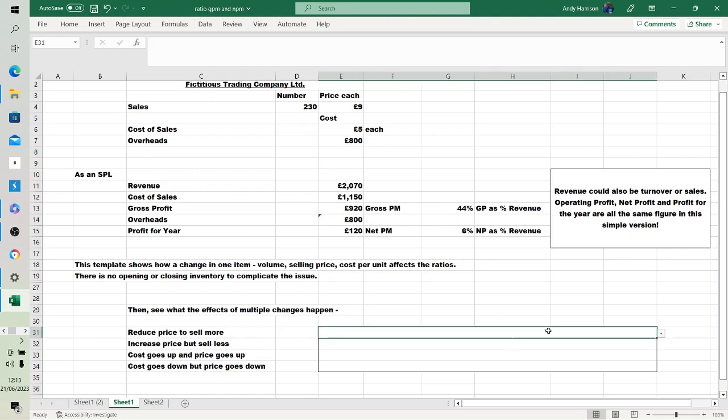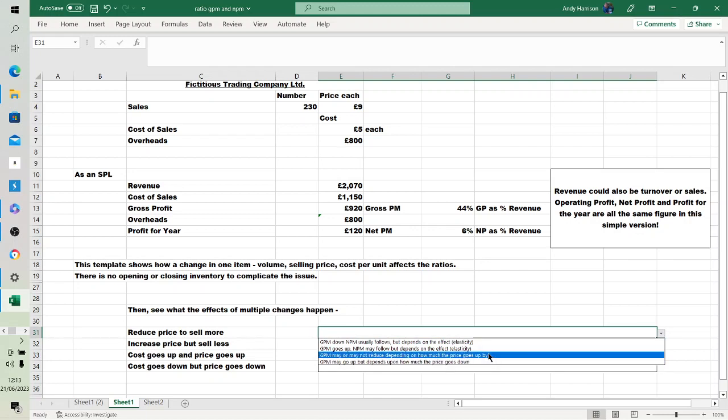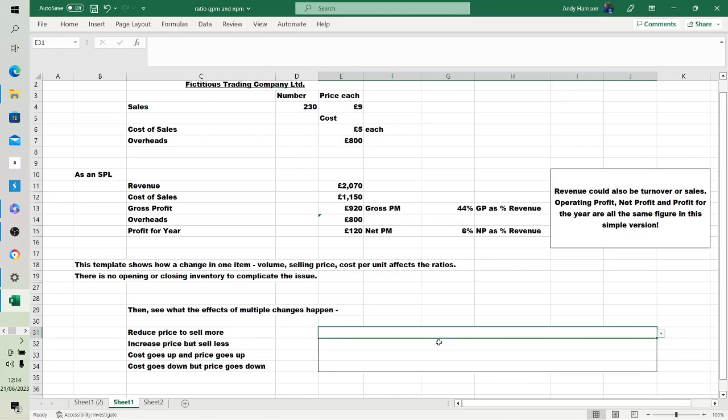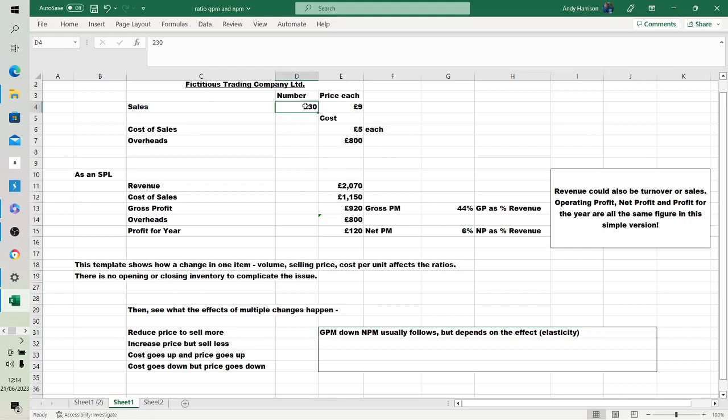So let's put this in, correct answer. So reduce the price, the GPM is definitely down, net profit margin usually follows, but depends on the effect, the elasticity. So the actual net profit margin, remember, sometimes it was lower, sometimes it was higher. Back to where we were then. And we'll try the next one.